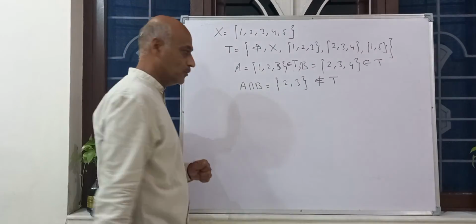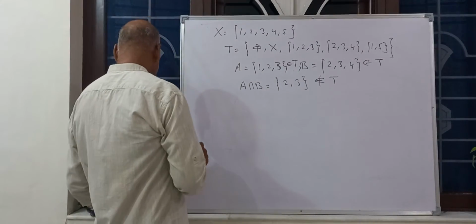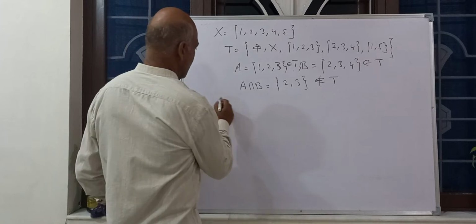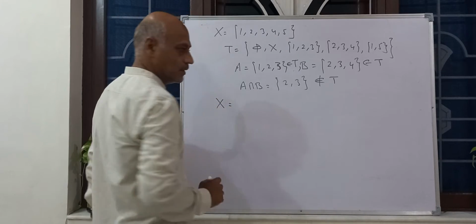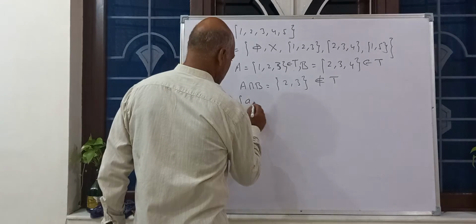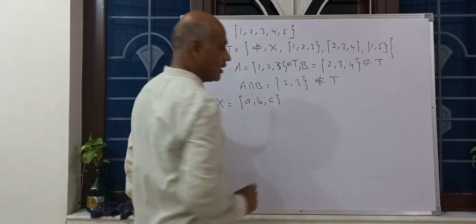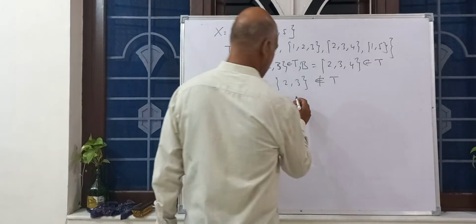We'll take an example. Suppose X is equal to {A, B, C}. Now we find the topologies.